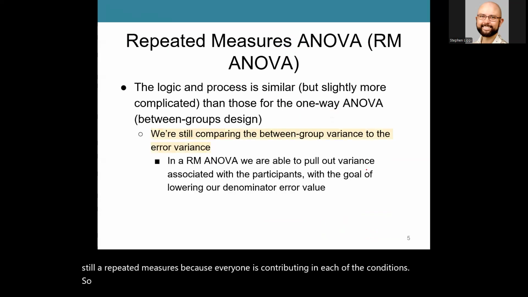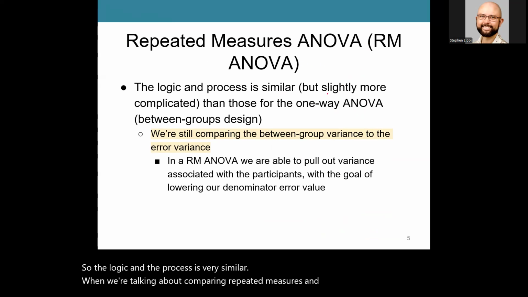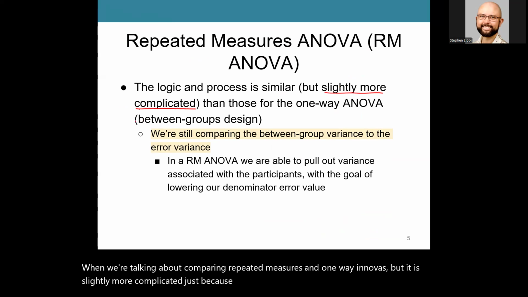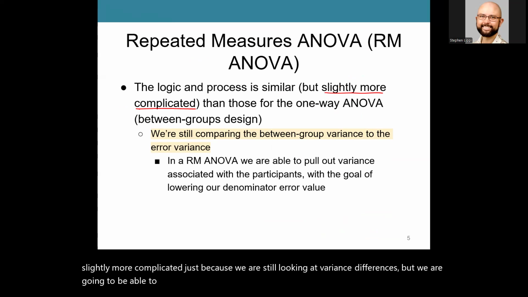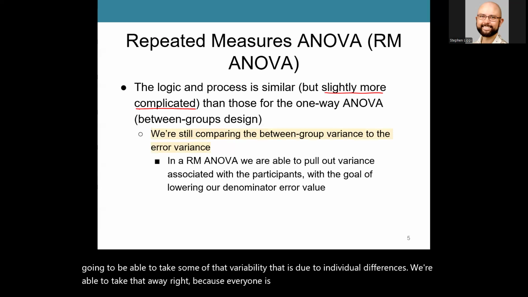So the logic and the process is very similar when we're comparing repeated measures and one-way ANOVAs. But it is slightly more complicated, because we are still looking at variance differences, but we are going to be able to take some of that variability that is due to individual differences. We're able to take that away, because everyone is serving in every single condition.